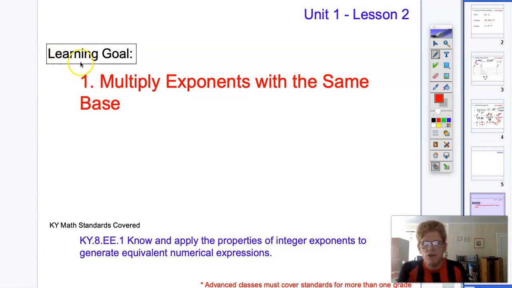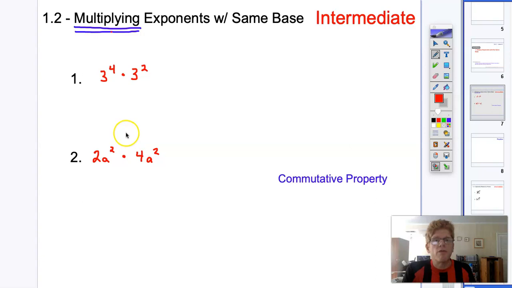In Unit 1, Lesson 2, we're going to talk about how to multiply exponents with the same base. The first thing I want to remind you is that this only works when we are multiplying exponents, not adding, subtracting, or dividing. Multiplying exponents. And they have to have the same base. So we can multiply 3 to the fourth times 3 to the second, but that doesn't work if we have 2 to the second times 4 to the third. That we can't multiply this way.